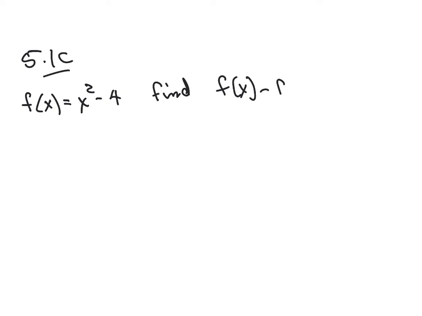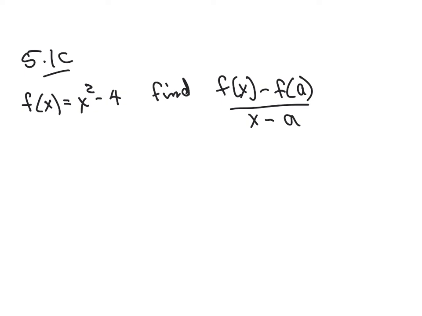Okay, here we are, 5.1c. I'm in example 10, and I'm going to put down my function f of x, and that is x squared minus 4. And they're asking us to find f of x minus f of a all over x minus a. So what they're doing is asking us to find the difference quotient.